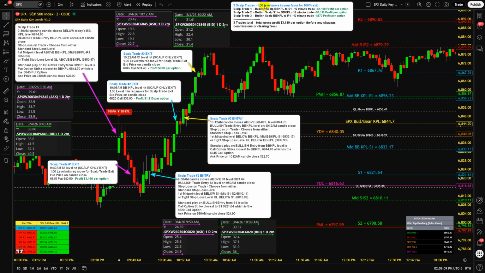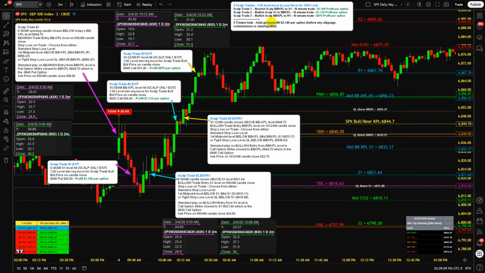Okay, so on today we have 3 scalp trades. Each was a one level move in our favor for 100% exit. Scalp trade number 1 was a bearish scalp from the BBKPL level to S1, in the trade for 10 minutes, $1,160 profit per option using the standard at the money play. Scalp trade number 2, bullish scalp S1 to BBKPL. In the trade for 18 minutes, $1,110 profit per option. Scalp trade number 3, BBKPL to R1, 10-minute trade, $870 per option.